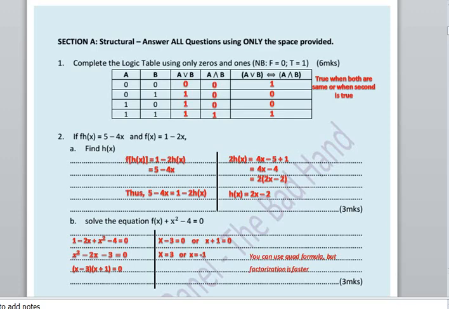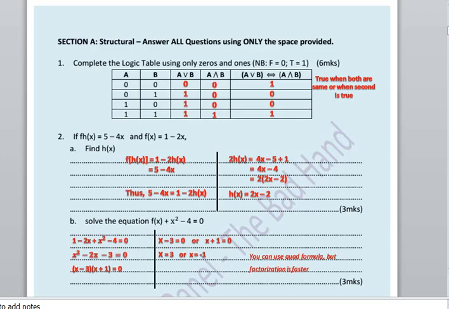Now question 2: if f of h of x is equal to 5 minus 4x and f of x equals 1 minus 2x, find h of x. Here we see that f of h of x, the composite function, is 1 minus 2 times h of x when you replace x by h of x in this equation. And we will have that to be equal to what has been given: f of h of x is equal to 5 minus 4x. So we see that these two are equal, and we can make h of x the subject. So 5 minus 4x is equal to 1 minus 2 h of x. And this will give us h of x to be equal to 2x minus 2.